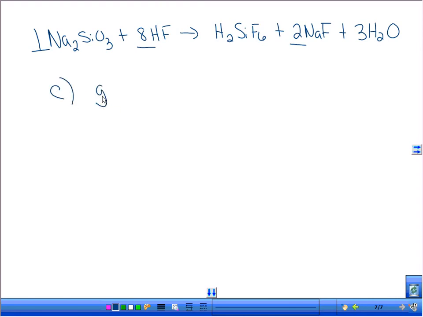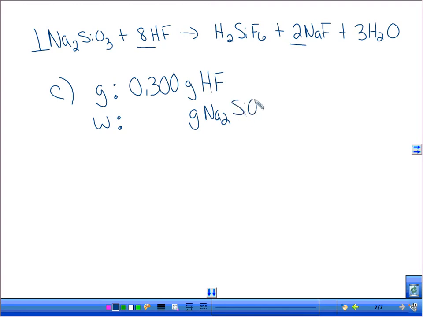So the reason I call it mass is because you start with one mass and you're looking for a different mass. It says, how many grams of sodium silicate can be dissolved when you have 0.300, this time not moles, but grams of hydrofluoric acid. And I am looking for grams of sodium silicate. So this is my given and this is my wanted.